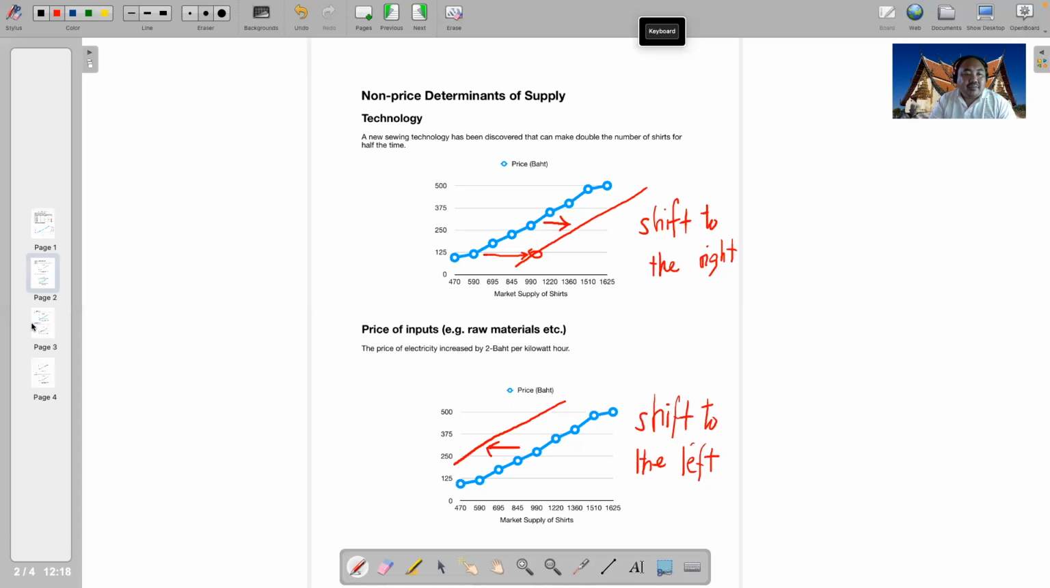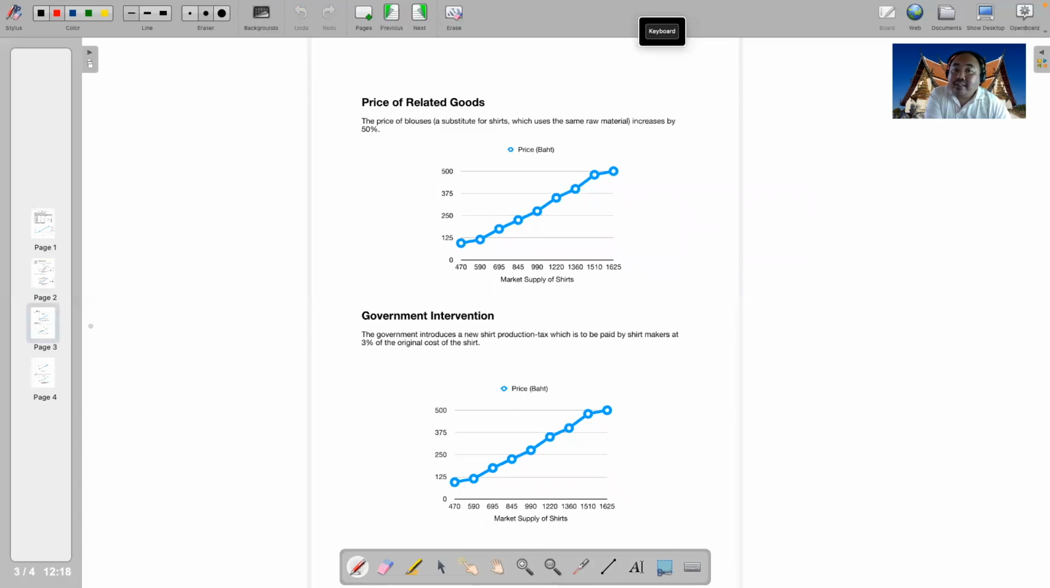Another non-price determinant of supply is the price of related goods. So take, for example, blouses. Blouses are a substitute for shirts to girls. And they use the same material, which is textile, let's say cotton. So what will happen if the price of blouse increases by 50%? Well, our suppliers will think, I'd rather change from making shirts to making blouses because blouses are pricier, I'll get more money.